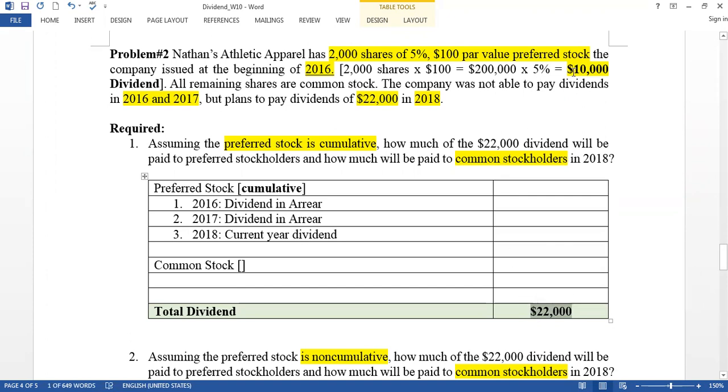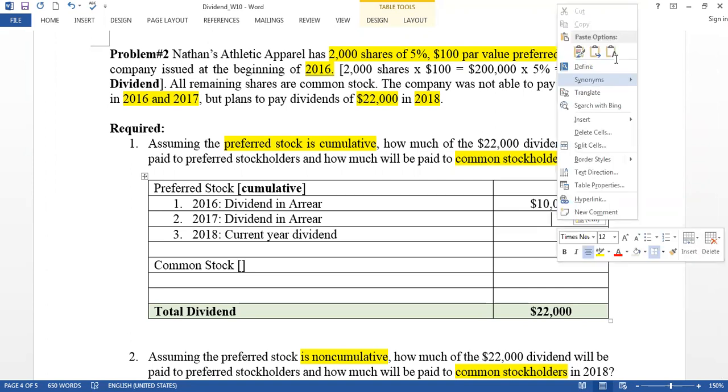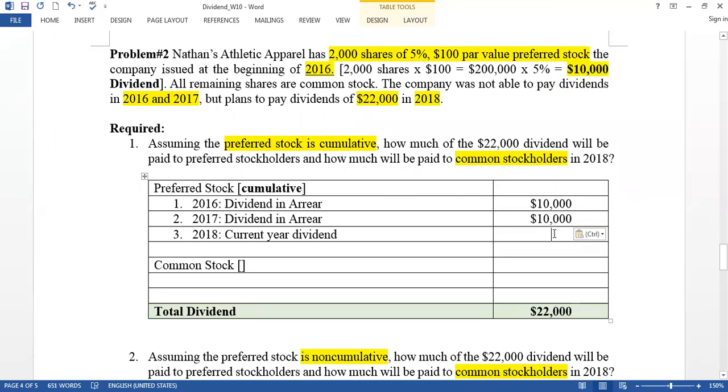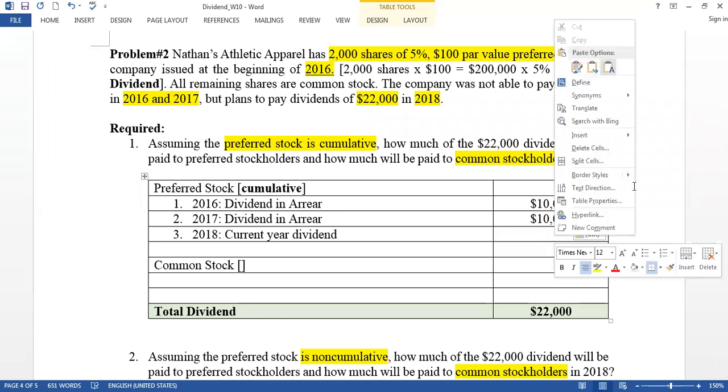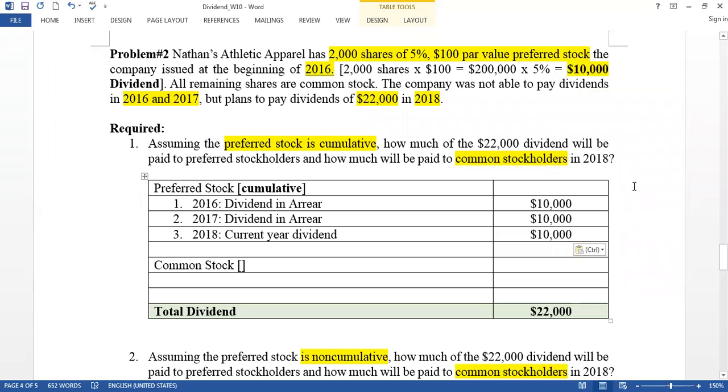Now you can see that this is the dividend for 2016, right? What is the dividend for 2017? 10,000, right? What is the dividend of 2018? Yes, if you write 10,000, it is over 22, right? You cannot do it. So it should be 2,000. Very good. It is 2,000.